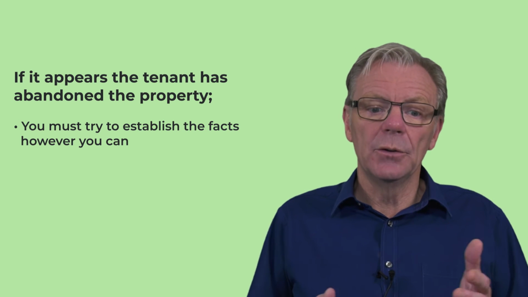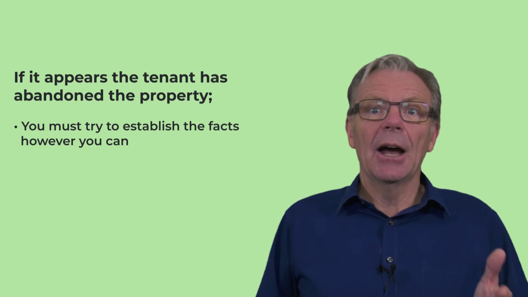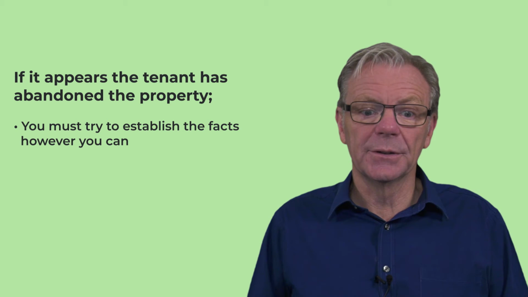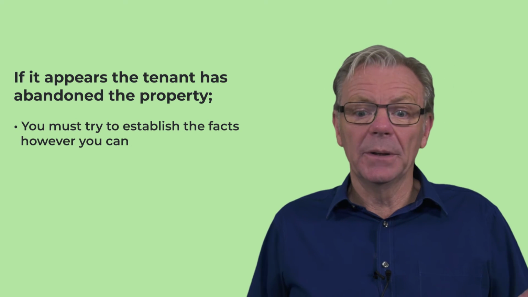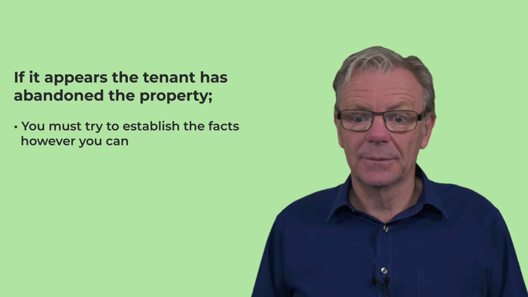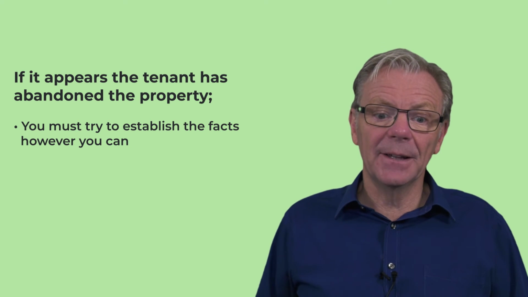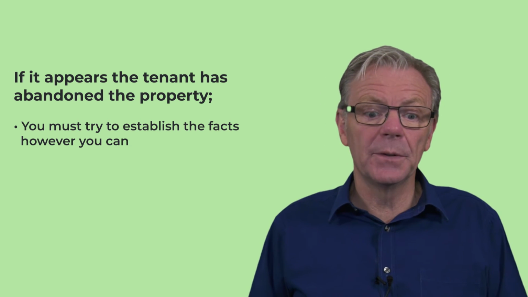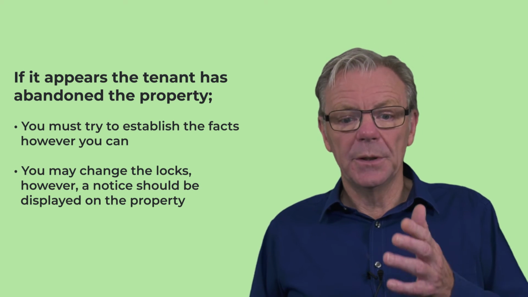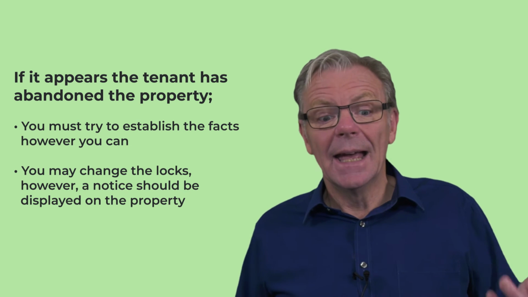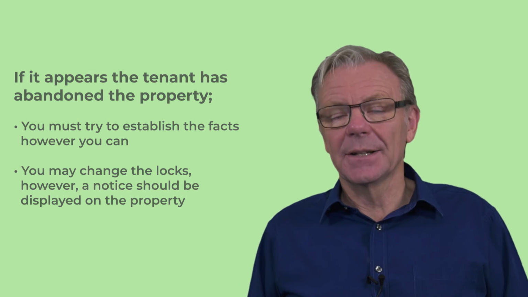First of all, you must try and establish the facts however you can. Contact the tenant's referees, the police, hospitals, schools, neighbours. Try and discover where they are. If it's clear they've left as all their possessions have been removed, you may change the locks, but a notice should be displayed on the property explaining the actions in case they come back.